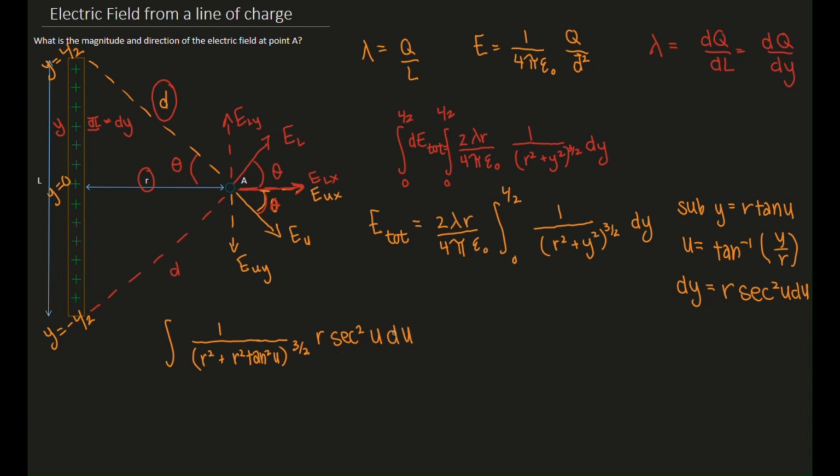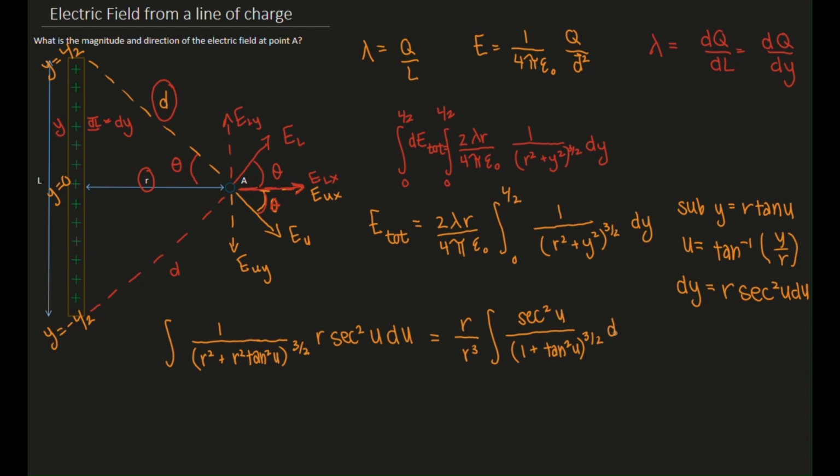And I can use a little fancy footwork here. I can pull that r out, and the r is actually constant. So this becomes r over r cubed, and that gives me 1 over 1 plus tangent squared u to the 3 over 2. And I can write, just to simplify my space here, this is secant squared u, and if you already see the trig identity, then good for you.